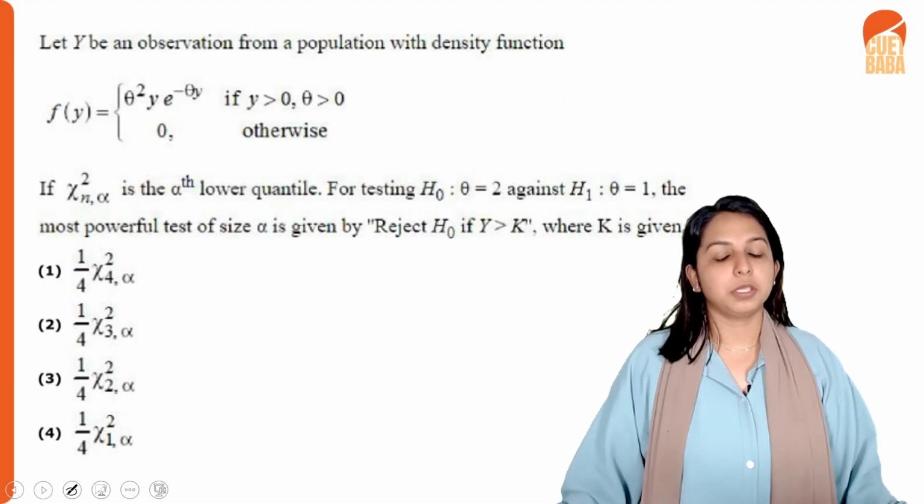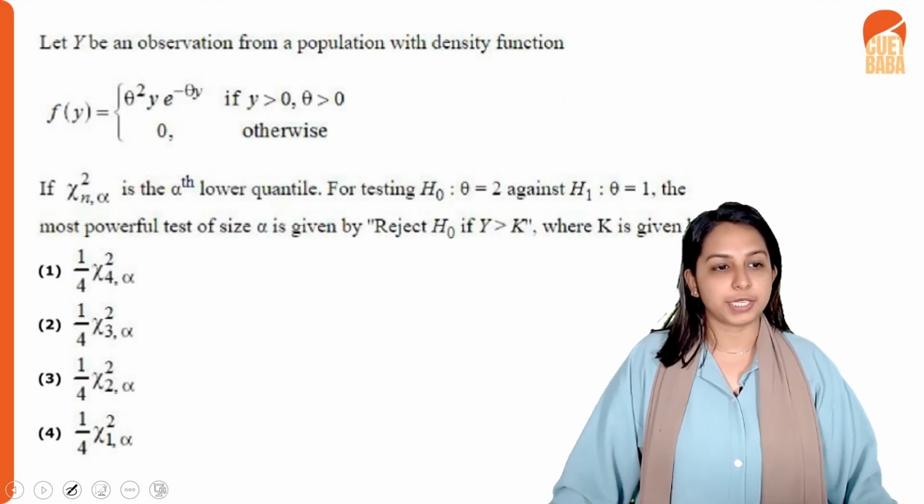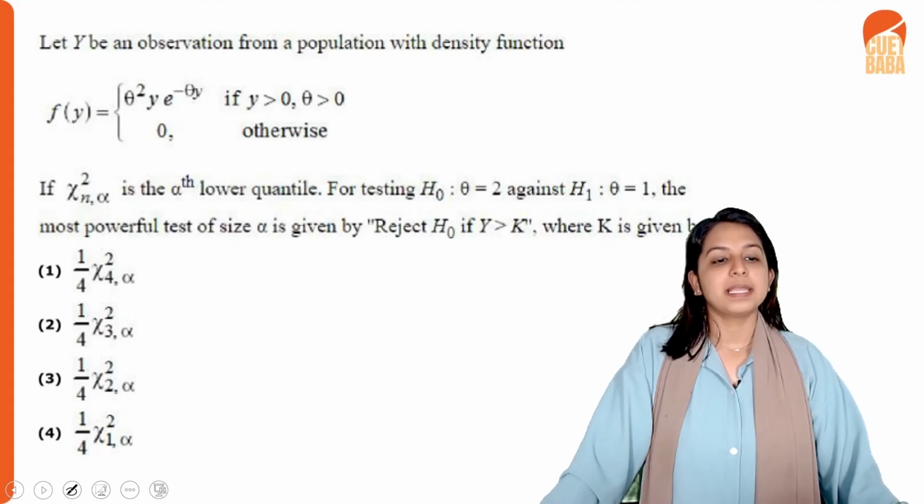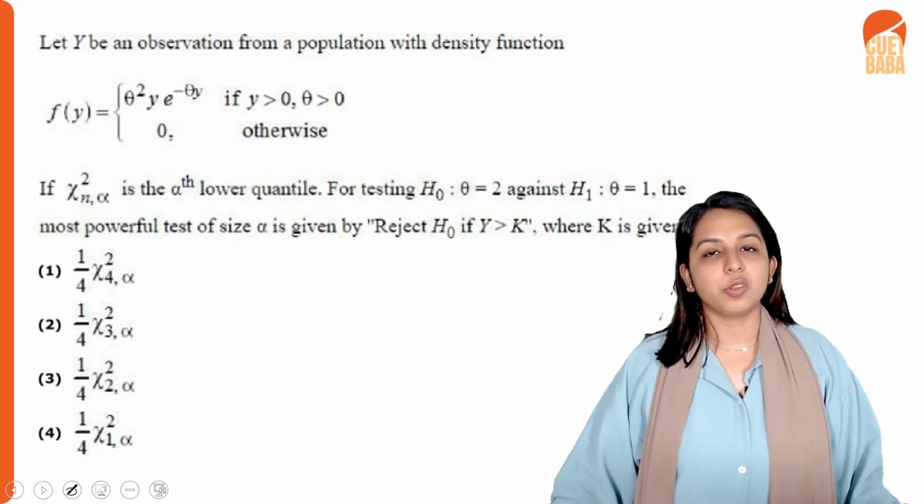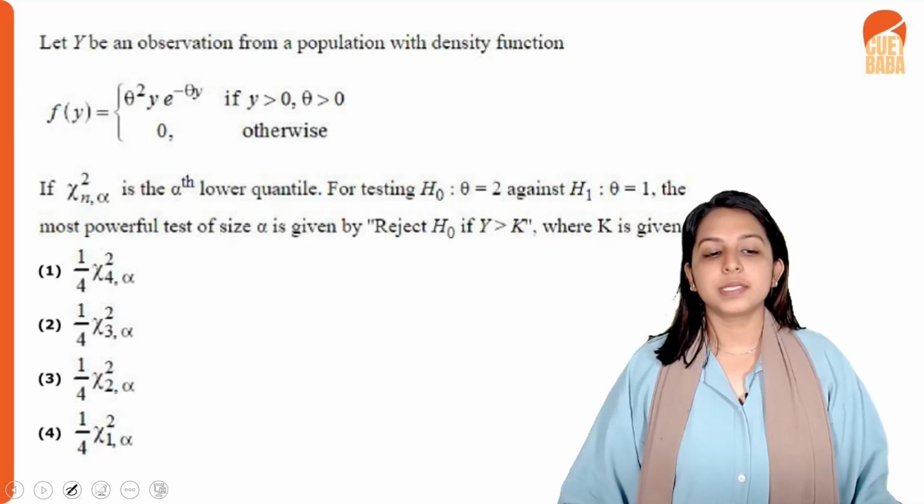Let y be an observation from a population with the density function f of y equal to theta square y into e power minus theta y if y greater than 0 and theta greater than 0, and 0 otherwise.